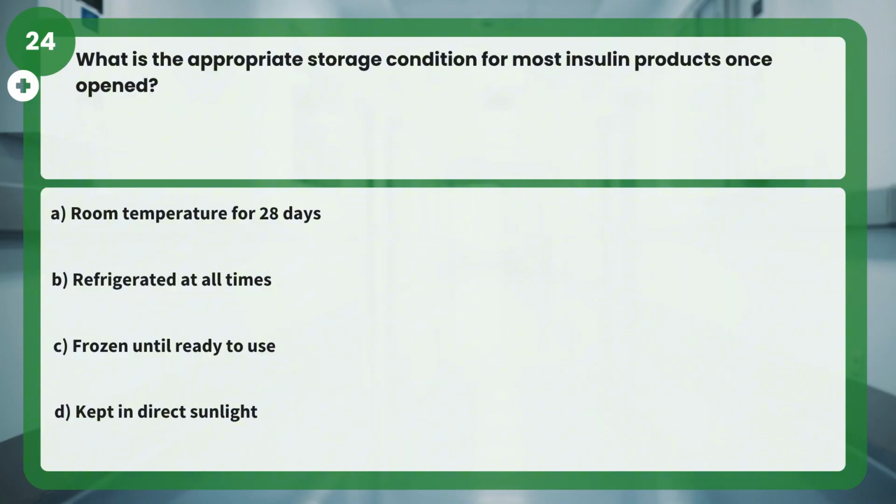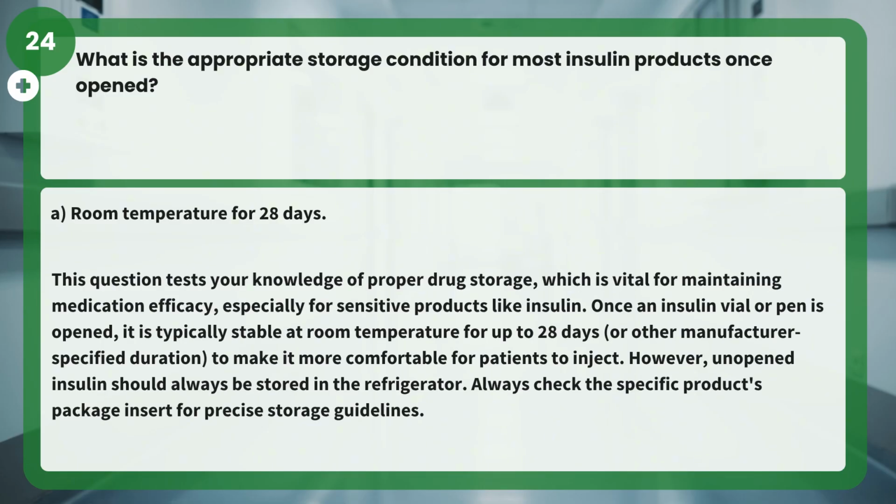Question 24. What is the appropriate storage condition for most insulin products once opened? A. Room temperature for 28 days. B. Refrigerated at all times. C. Frozen until ready to use. D. Kept in direct sunlight. Answer A. Room temperature for 28 days.